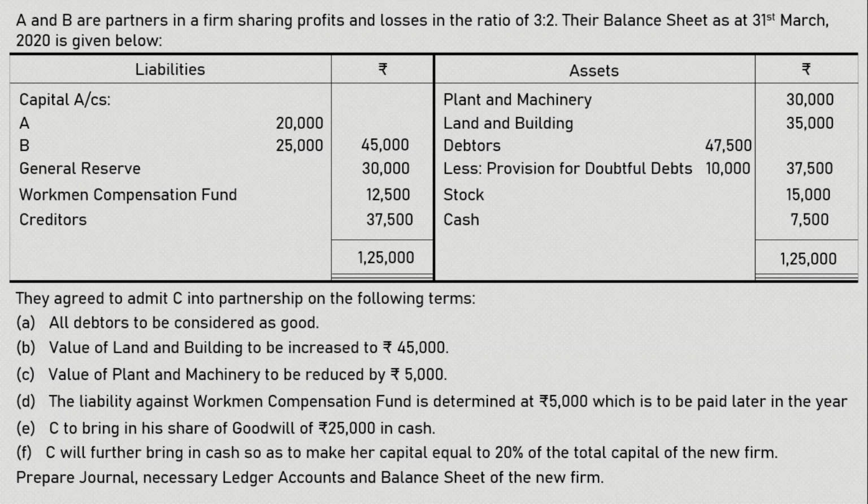They agreed to admit C into partnership on the following terms. All debtors to be considered as good. Value of land and building to be increased to rupees 45,000. Value of plant and machinery to be reduced by rupees 5,000. Liability against workmen compensation fund is determined at rupees 5,000, which is to be paid later in the year.